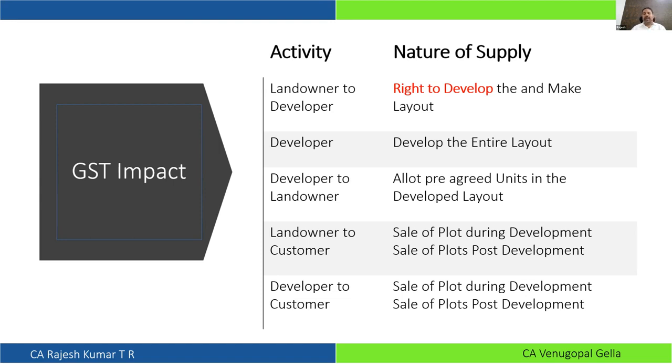Now, various challenges do come on this, which we'll talk about a little later. But firstly, as far as the levy is concerned, there should be a supply of goods or services for a consideration in the course or furtherance of business. Let's examine each of these elements, whether it is fulfilled in this context or not.